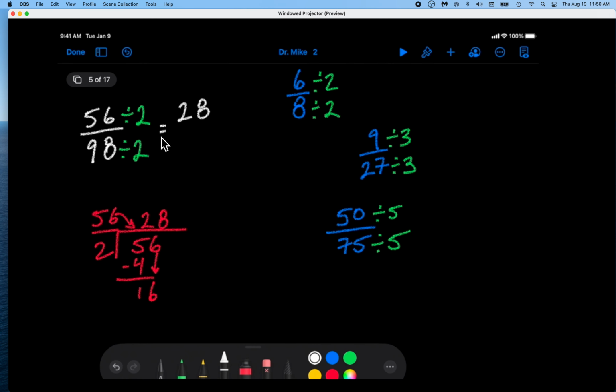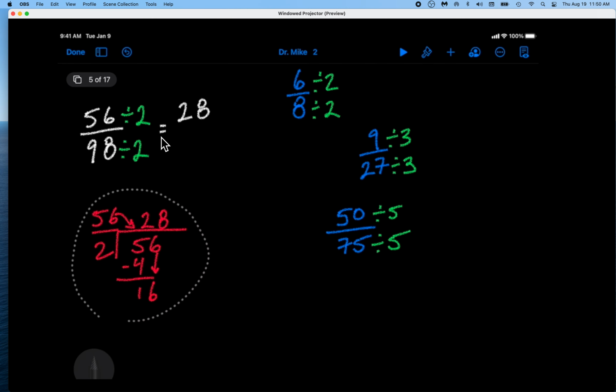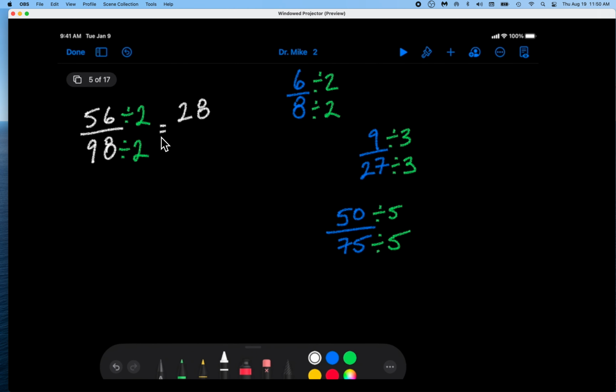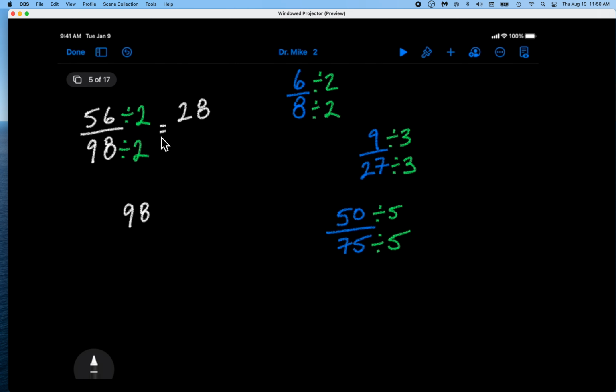We have 98 divided by 2. No one expects you to know that off the top of your head. We're going to do a division problem. 98 divided by 2. We're going to put 98 in the box. 2 goes into 9 4 times. 2 goes into 18 9 times. 2 times 28 is 56. 2 times 49 is 98.